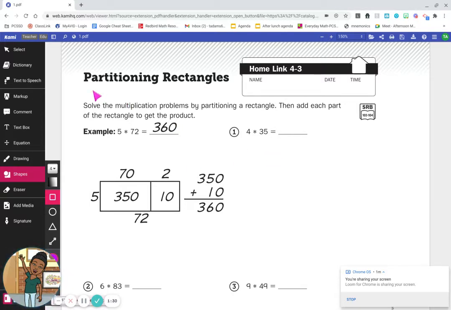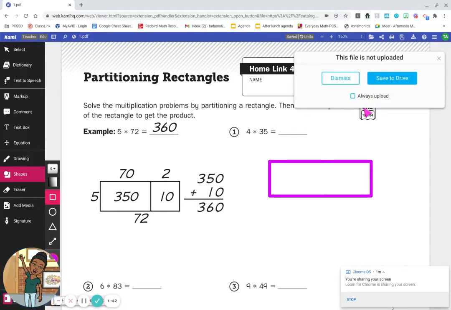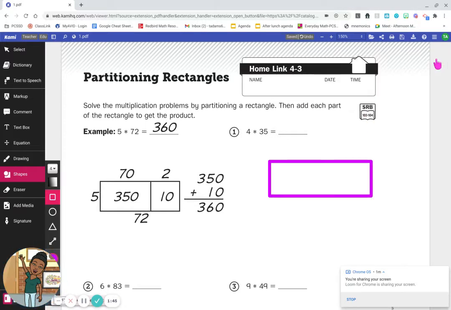Our lesson is titled Partitioning Rectangles. What is the first thing that I'm going to do? Yes, I'm going to draw a rectangle. Let me go ahead and draw a rectangle. I'm using this rectangle to separate.